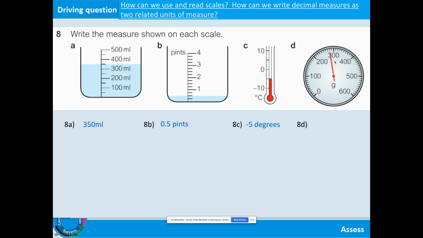Okay, we've got a dial here. We're going from 0, 100, 200, 300. So between 200 and 300, we need to find out what our jumps are. 1, 2, 3, 4, 5, 6, 7, 8, 9, 10 gaps. So we can say that each jump is 10 grams. So we've got 210, 220, 230, 240, 250, 260, 270, 280 grams. Okay?